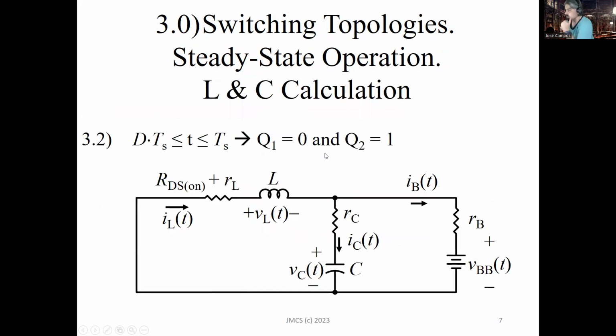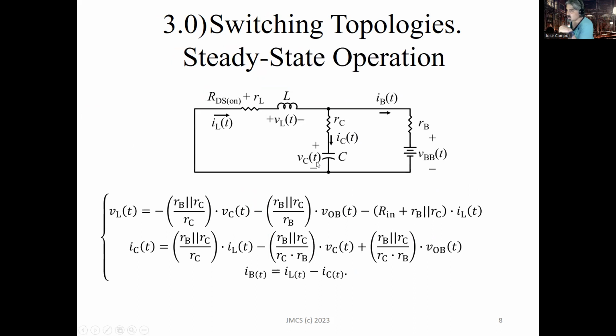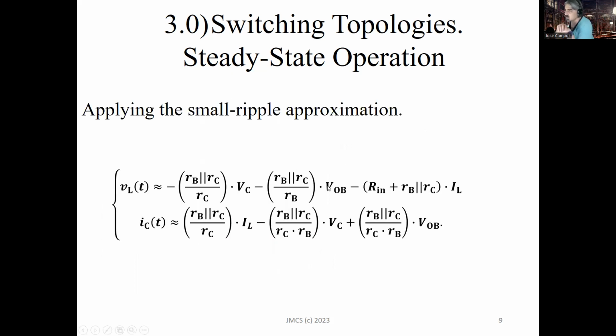Okay, perfect. As in the earlier procedure regarding the first topology, we can derive the equations related to this topology, applying the same techniques. I mean, KVLs and KCLs, basically. When we do that, we can get these equations, related to the inductor voltage, the capacitor current, and of course the battery current as well. And applying the small ripple approximation, we can finally get the equations relating to this topology.